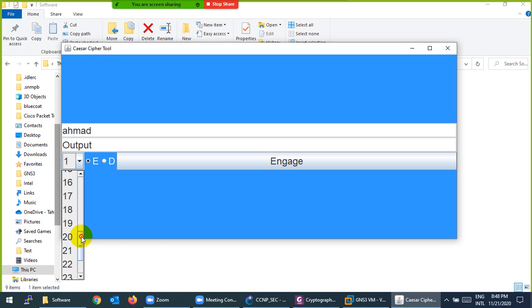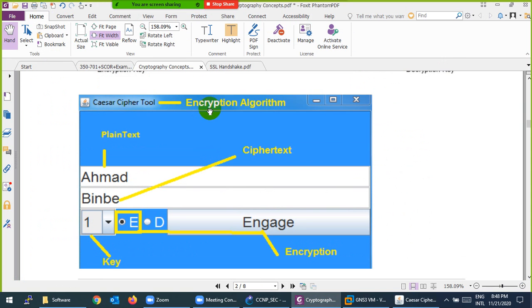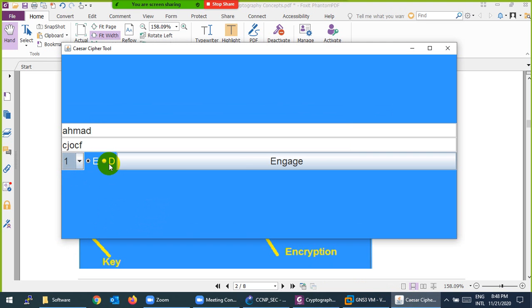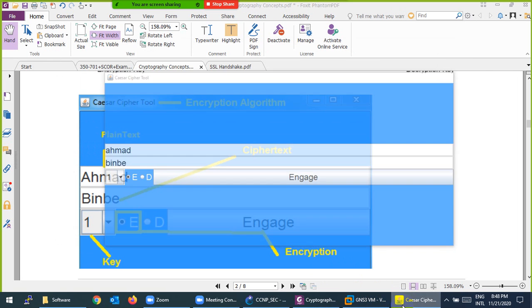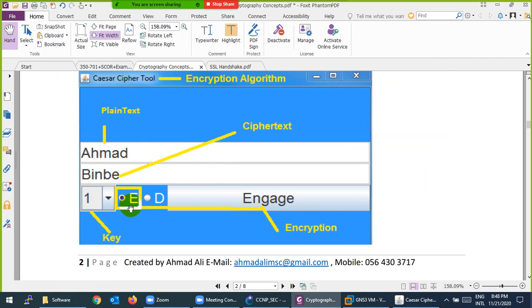These are the English alphabets, 26 letters. I want to shuffle them, encrypt and change. So this is my secret code, which nobody knows what it means: CJOCF. So this is my ciphertext. If I show you from here, with a screenshot, Caesar cipher is my encryption algorithm. Plain text is Ahmad and ciphertext is this one, but I made the shift 1 here and 2 there. If I make it 1, it will change to something like Bambi. So this Bambi is ciphertext, plain text is Ahmad, and this is my key, and the method is encryption.